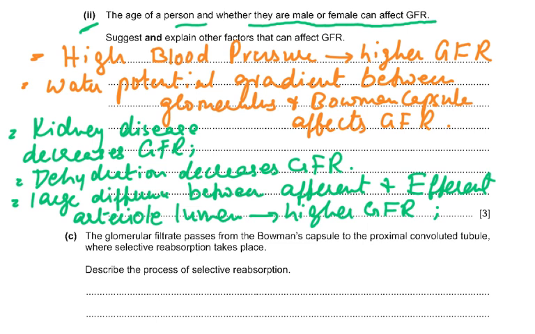Then kidney disease will decrease the GFR, because if there is damage and blockage, if the basement membrane is damaged, then we're going to have problems. Then dehydration will decrease the GFR. Dehydration means less water.